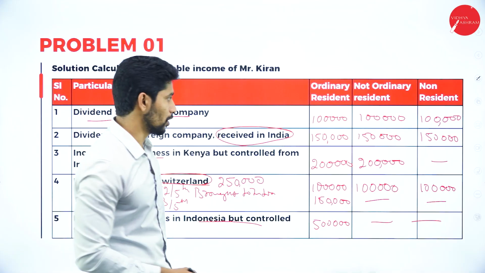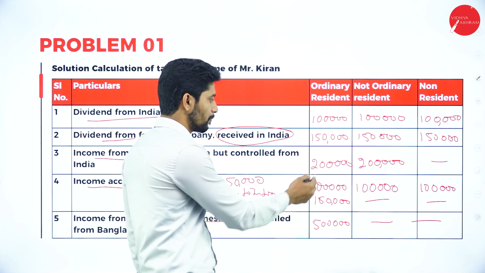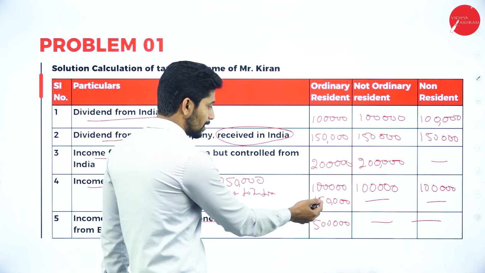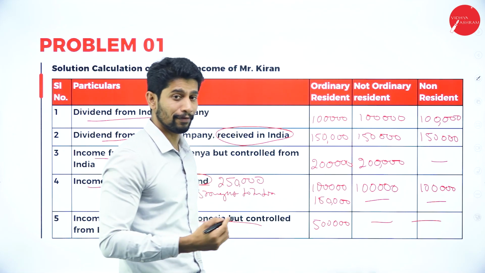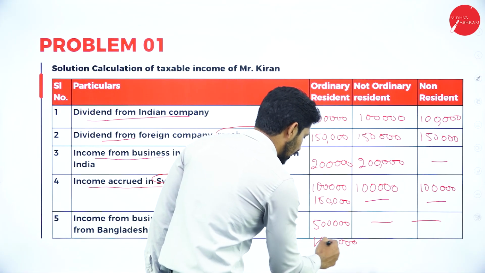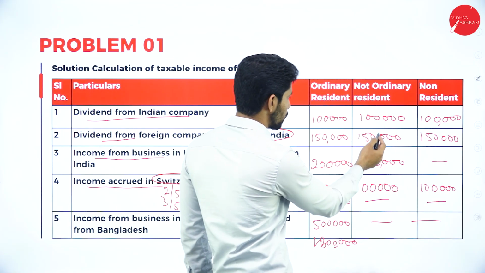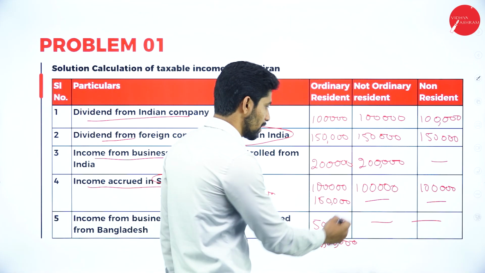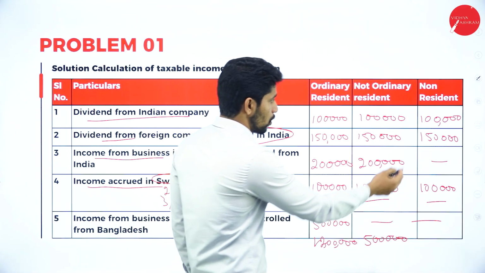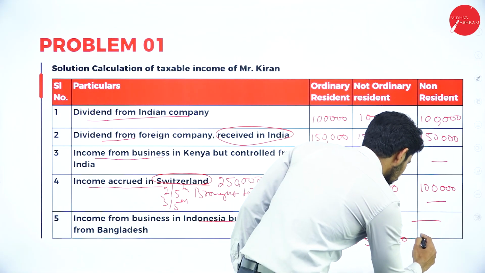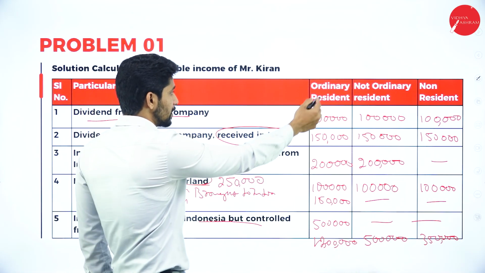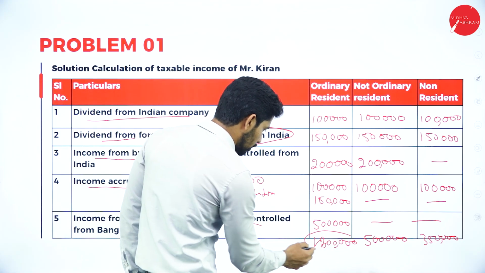Now total all three columns. 1 lakh plus 1,50,000 is 2,50,000, plus 2 lakh is 4,50,000, plus 1 lakh is 5,50,000, plus 1,50,000 is 7 lakh, plus 5 lakh is 12 lakh. The first column total is 12 lakh. Second column: 1 lakh plus 1,50,000 is 2,50,000, plus 2 lakh is 4,50,000, plus 1 lakh is 5 lakhs. Third column: 1 lakh plus 1,50,000 is 2,50,000, plus 1 lakh is 3,50,000.